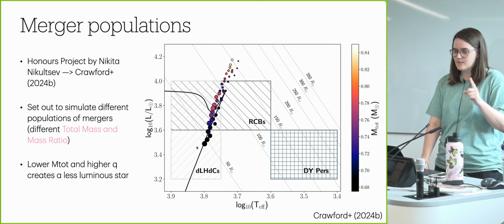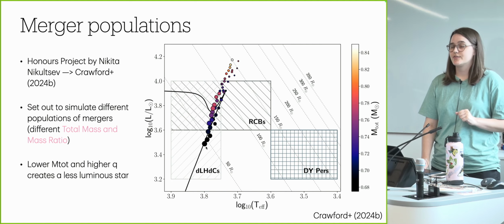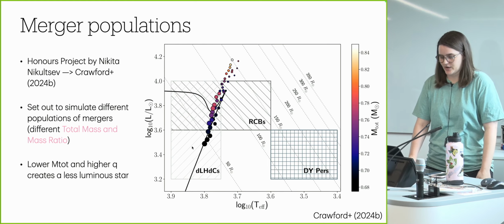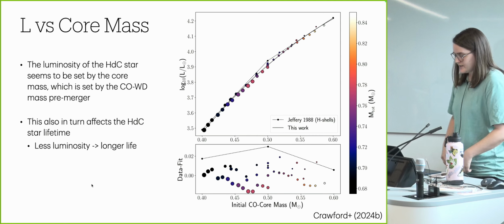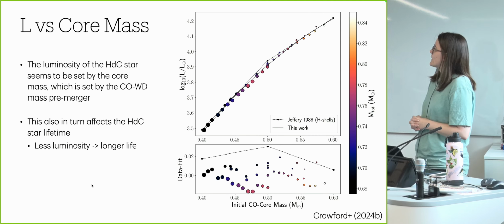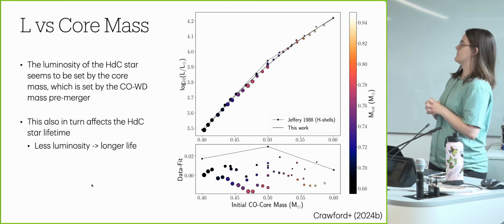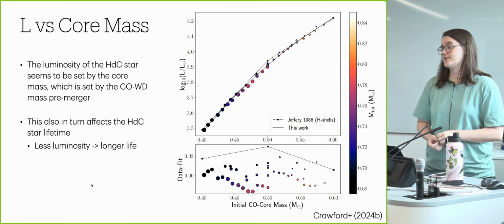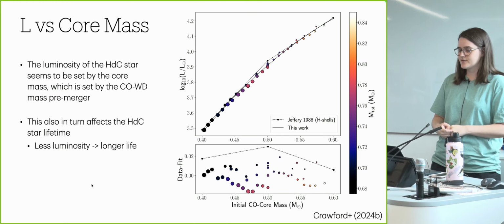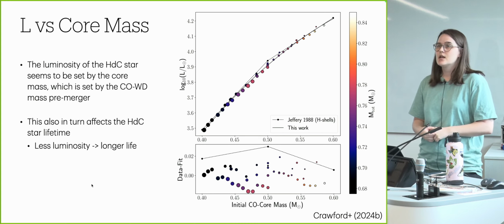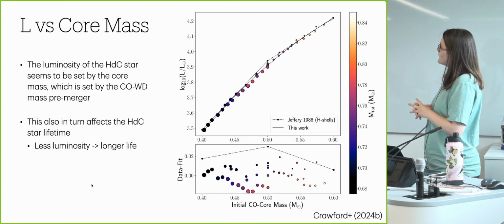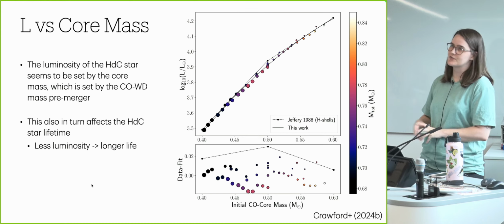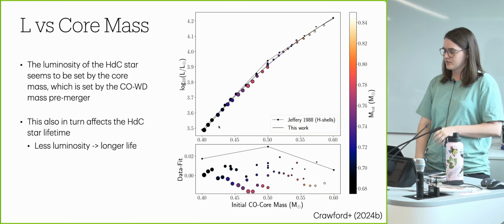So keep in mind that for a luminosity and temperature sense, what you want to have is a lower total mass and a higher mass ratio. Now that luminosity is related to the core mass, which is what he found. The luminosity of the HdC is set by the core mass, which is set by the carbon-oxygen white dwarf mass pre-merger. This also in turn affects the HdC star lifetime as well. So this affects both things, but of course this is not a new result. People knew about this before. It was just kind of nice to see it look so pretty, if you will.